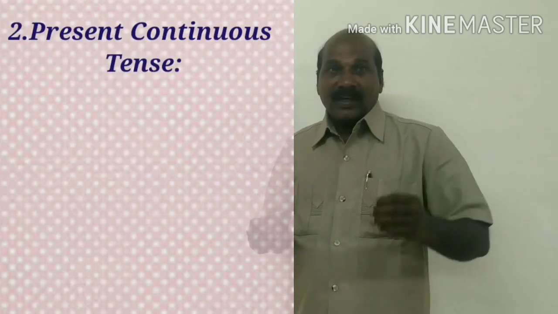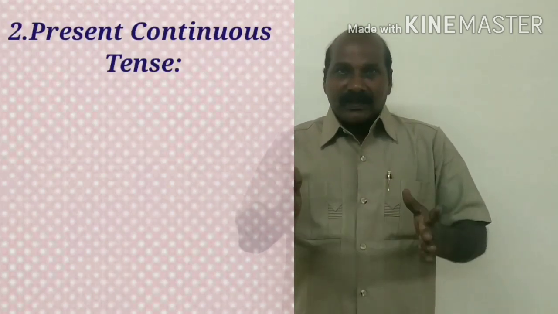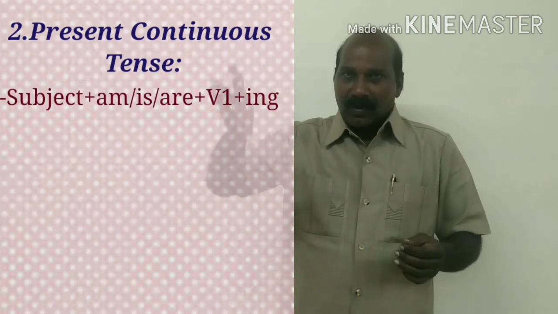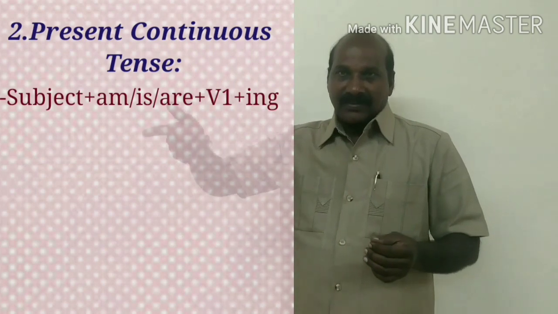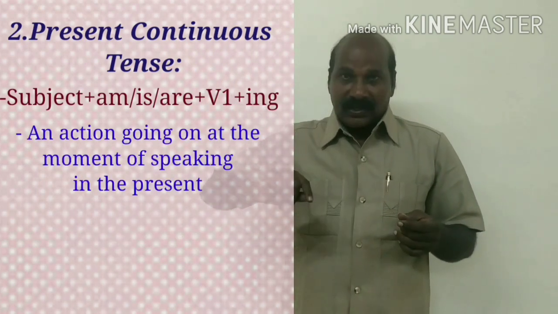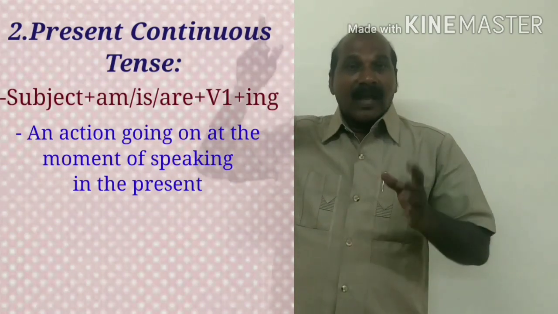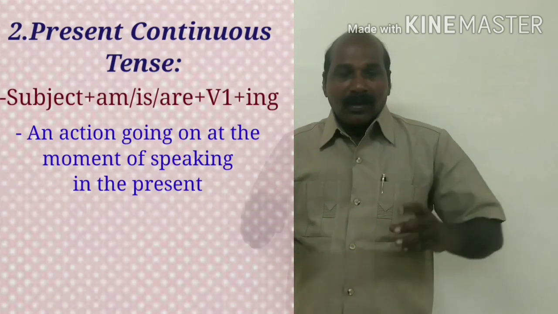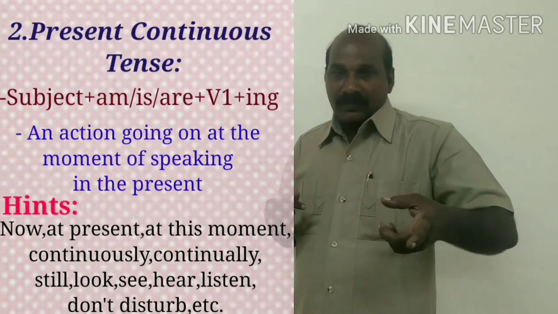And now coming to the second tense, that is present continuous tense. The basic formula for this tense is subject plus am, is, or are plus V1 plus ing. And we use this tense to indicate an action going on at the moment of speaking in the present. For example, now I am teaching you.